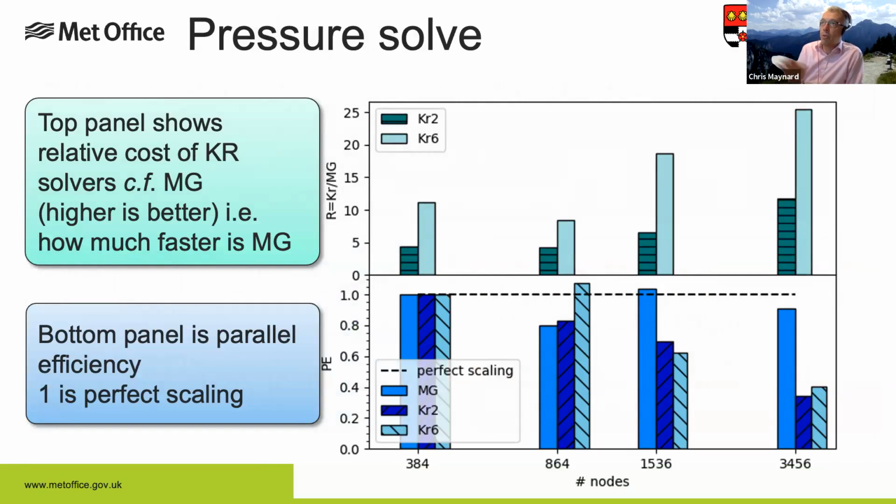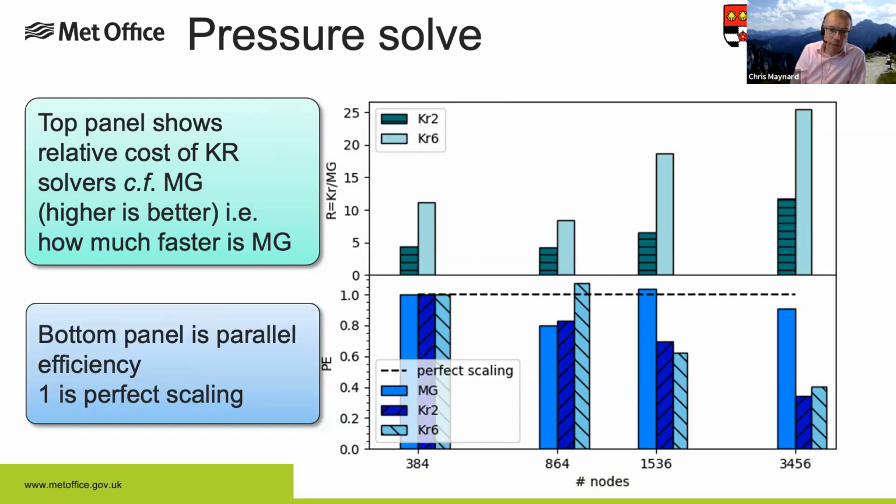The top panel shows the relative cost of the Krylov subspace solvers compared to multi-grid. Here higher is better, and you can see that multi-grid is much faster and in fact scales better, because as we go out to a much higher number of cores, the global sums for the Krylov subspace solver cost much more.